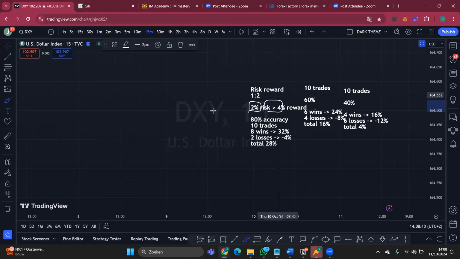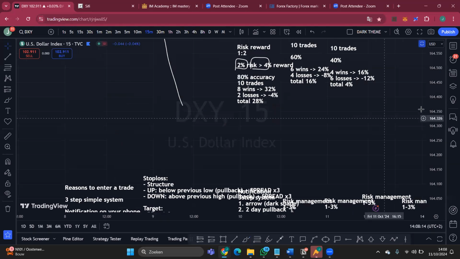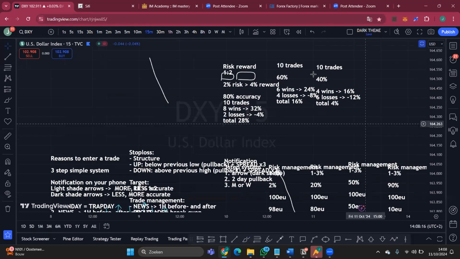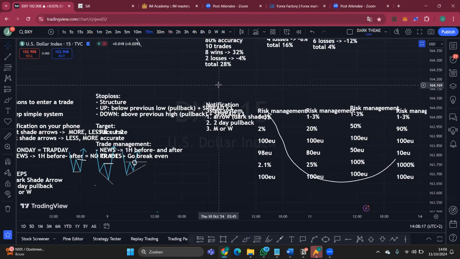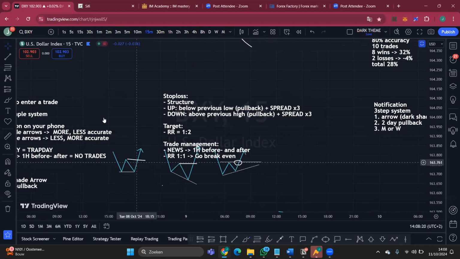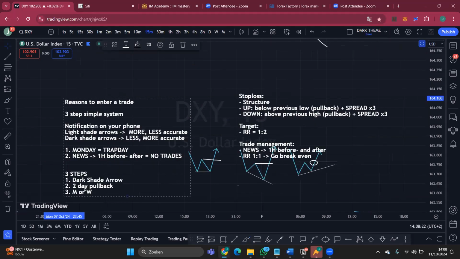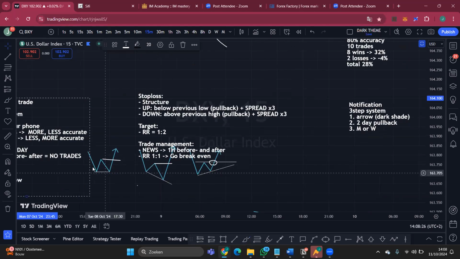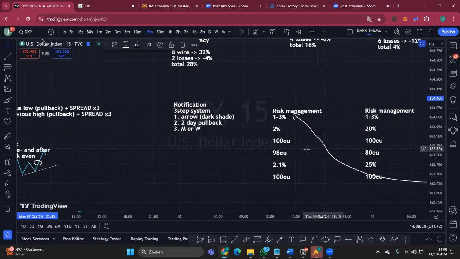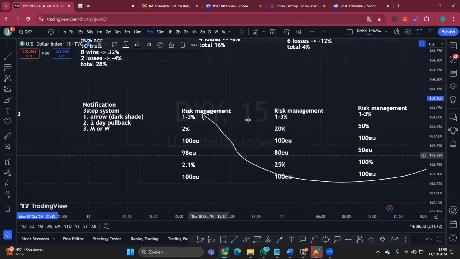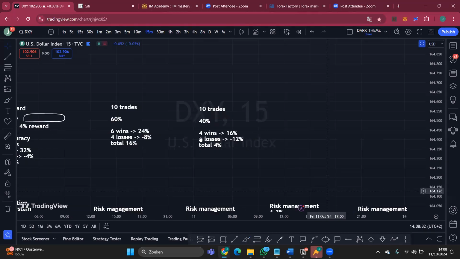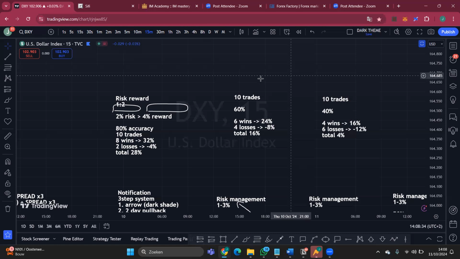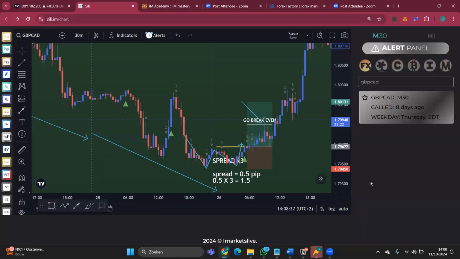We talked about a few different things, of course. We talked about the reasons to enter a trade, right? That's what we started with. We talked about Monday or trap days. We talked about the 3 steps: our stop loss, target, and trade management. We talked about the reversal pattern, the notifications, the risk management, the risk to reward, and the accuracy, and why that's so important. And then, of course, everything within this scanner as well.